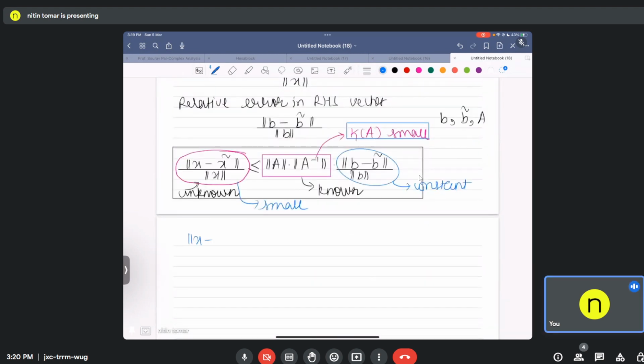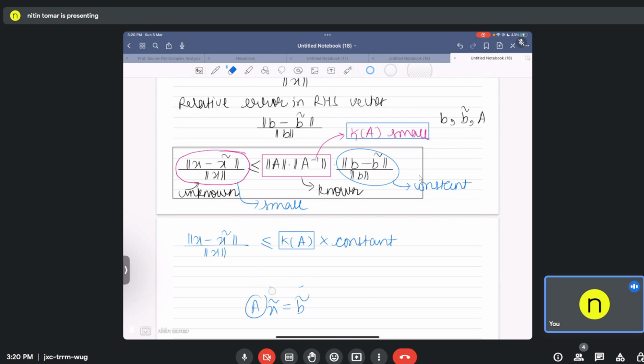Let me rewrite this inequality. This inequality says the relative error is less than kappa A times some constant. So this information is not dependent on x or b or x tilde or b tilde, correct? Because this comes from this system. We are changing b tilde and x tilde changes accordingly. But this A is the same. Okay, sir. Okay, understood.